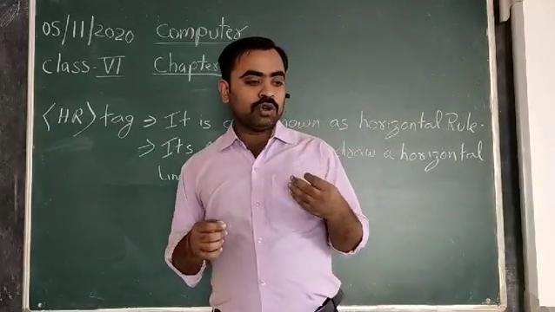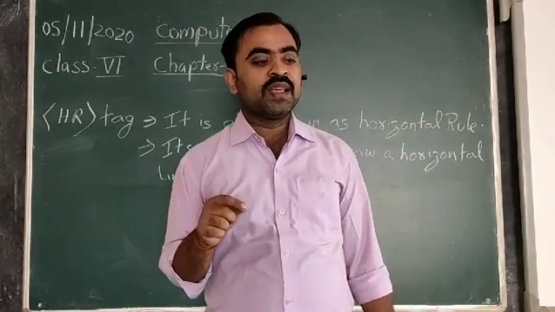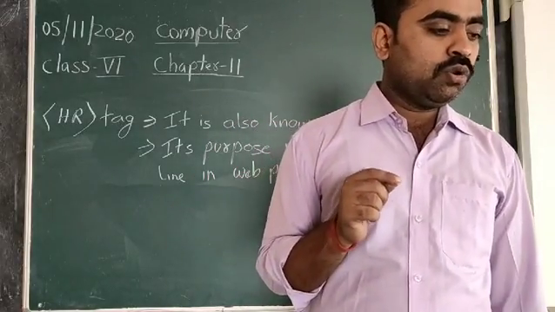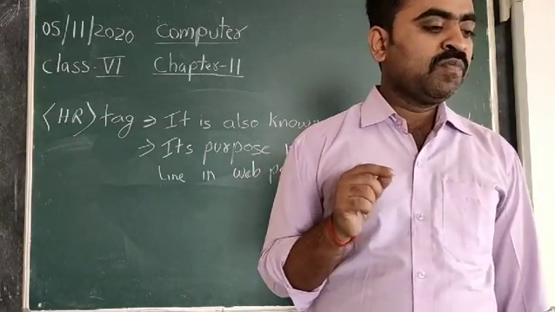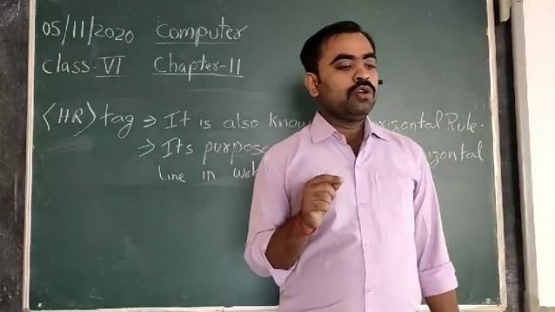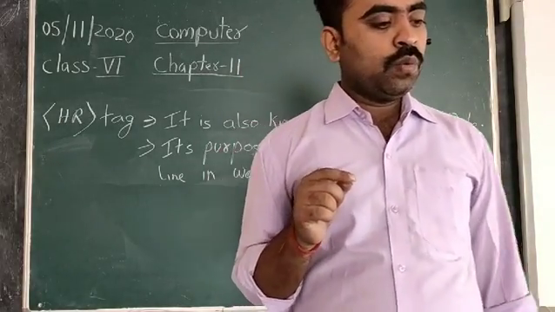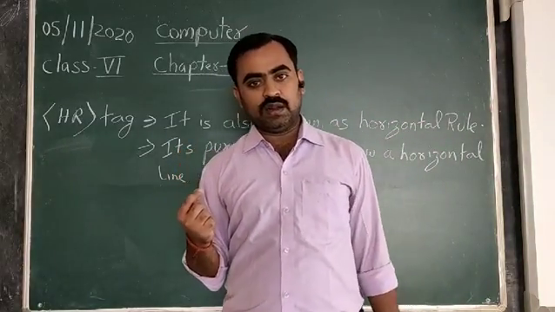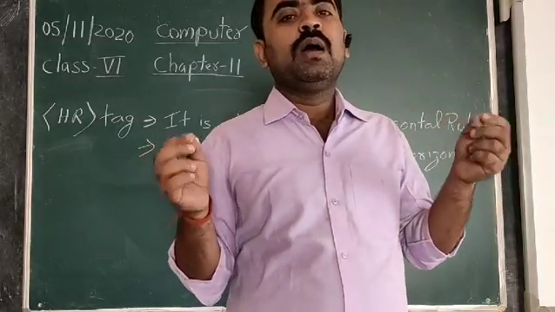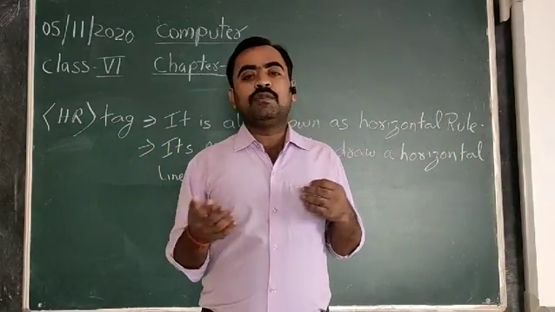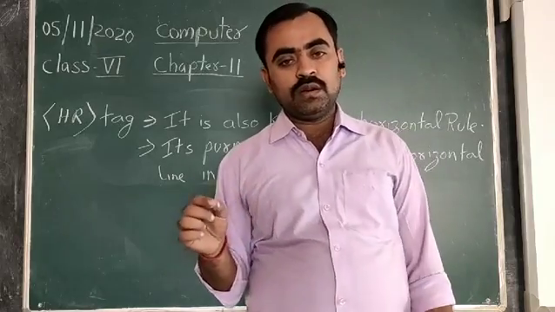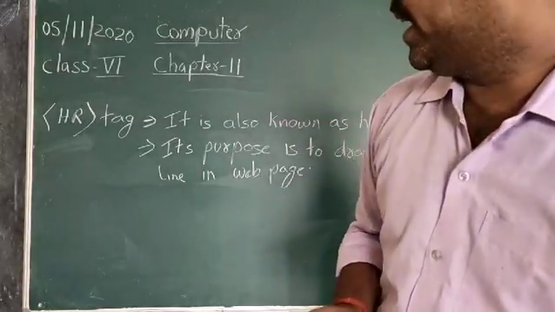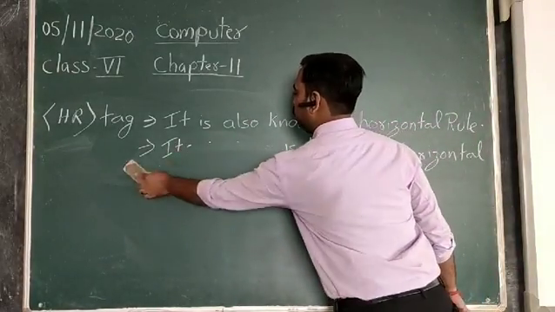Or there is a fourth attribute of the HR tag, that is noshade. Noshade is generally used to specify that the horizontal rule should render in one solid color. It will only use a single solid color. It does not have multiple colors or different colors to represent the line. So there are different attributes, and we will discuss the attributes of the HR tag.